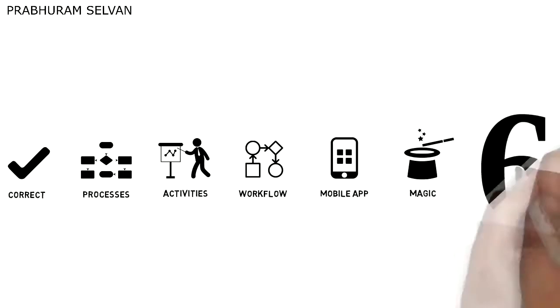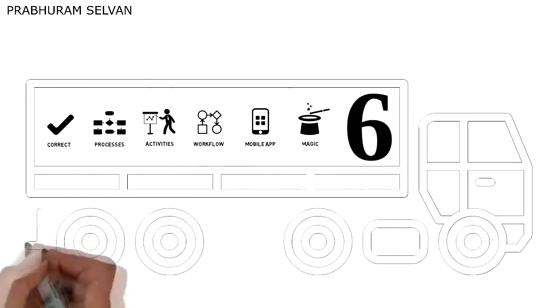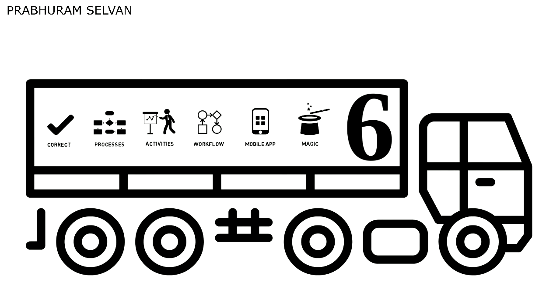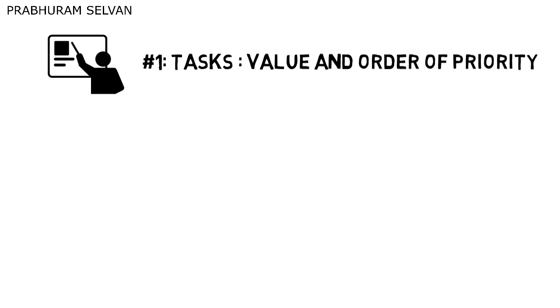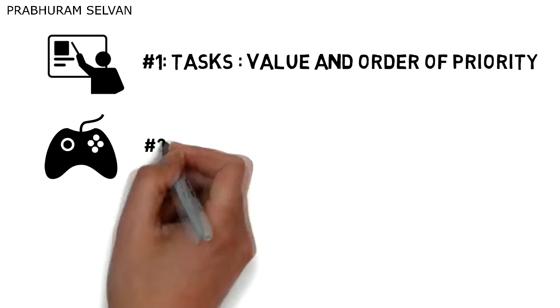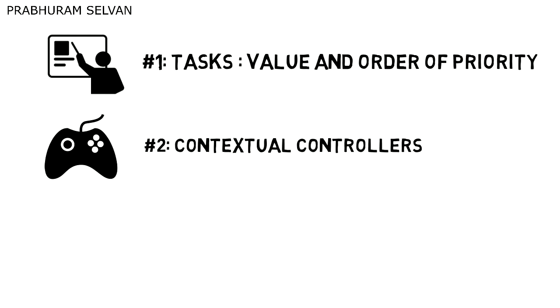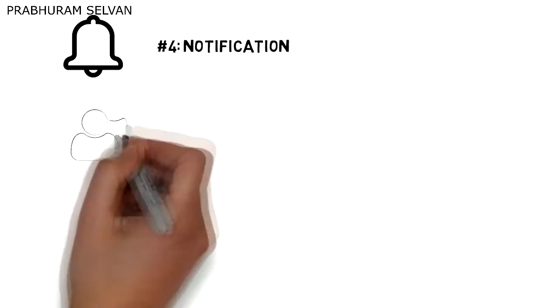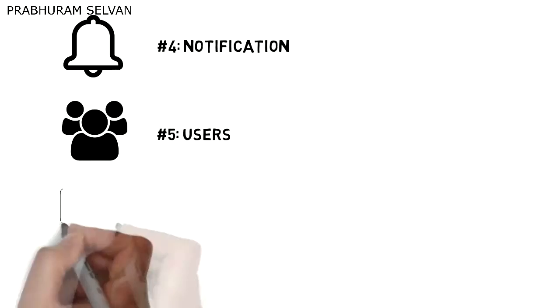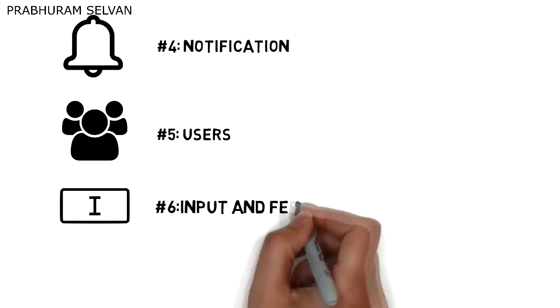Just follow the 6 component models that allow you to make a world-class app. The components are: number 1, task, which can be put in value and the order of the task priority. Number 2, contextual controllers. Number 3, workflows. Number 4, notifications. Number 5, users. Number 6, input and feedback.